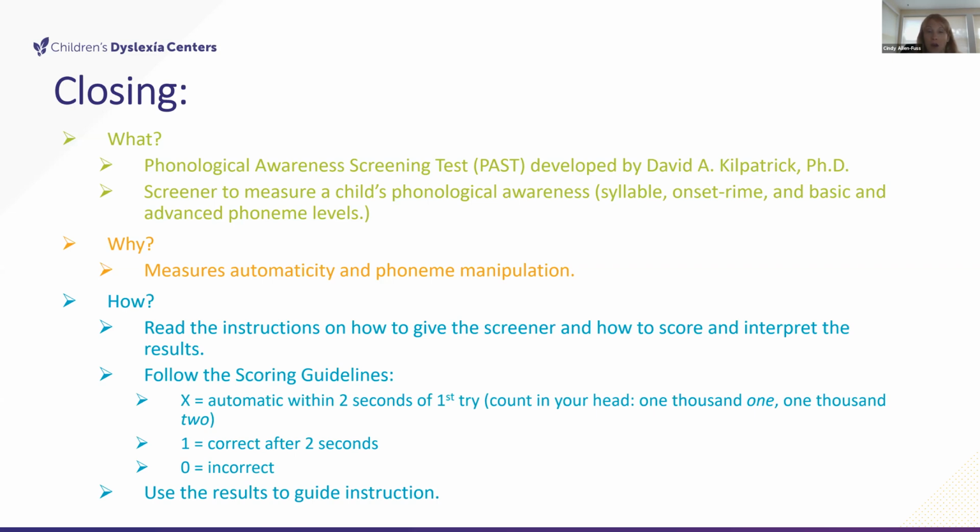How do we give the test? Make sure you read the instructions, the chapter 11, the detailed instructions on how to give the screener, how to score it, and how to interpret the results. Follow the scoring guidelines. An X if it's automatic within 2 seconds of the first try. Remember, you're going to count in your head 1001, 1002. If the child is correct but takes longer than 2 seconds, you'll give them a 1. If they're incorrect, you give them a 0. And you can use the results to guide your instruction. If the child isn't correct, you're also going to make sure that you follow the procedure to correct the child's error.